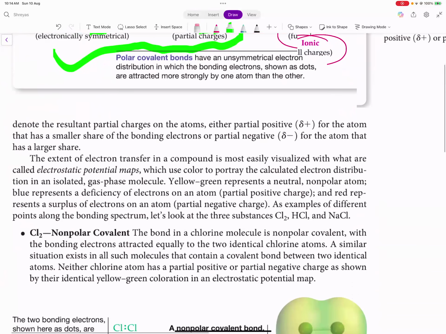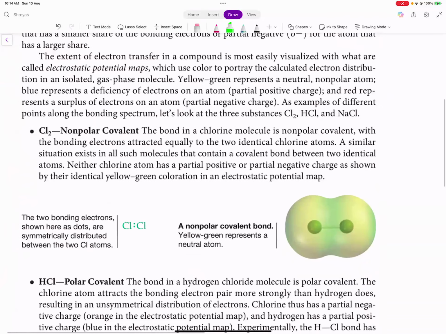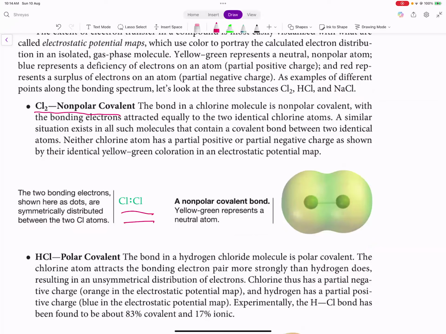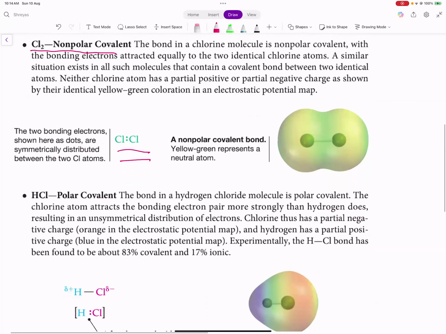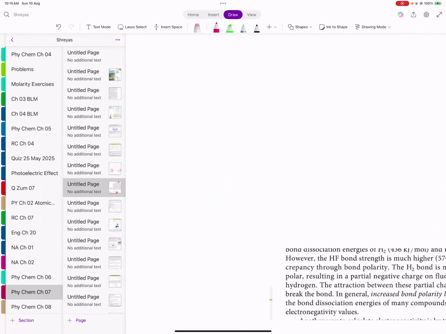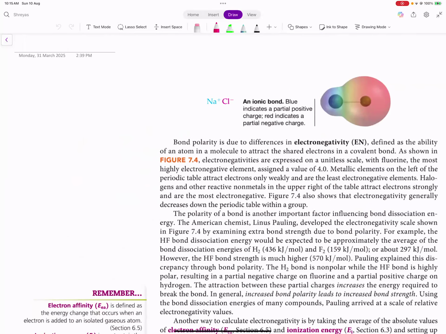So Cl2, as I said, is a non-polar covalent bond. HCl is a polar covalent bond. Why? Because the chlorine atom is more electronegative. It attracts electrons toward itself strongly. That is why this polarity is coming. And NaCl is fully ionic because it is taking full. So this is what is happening.